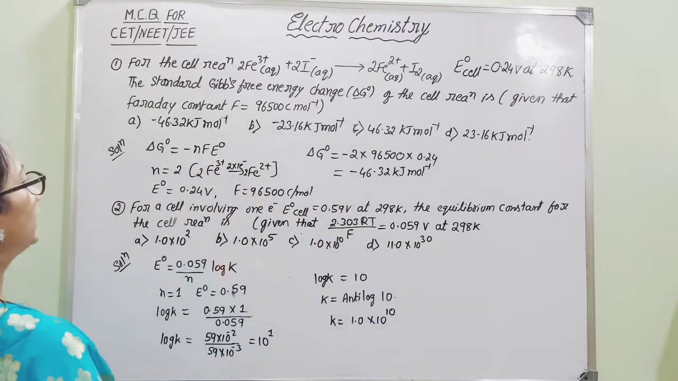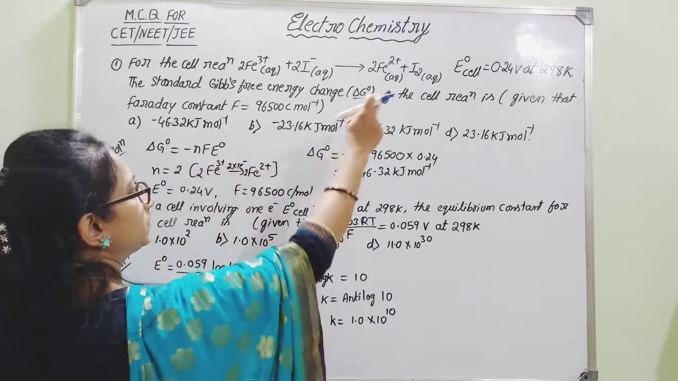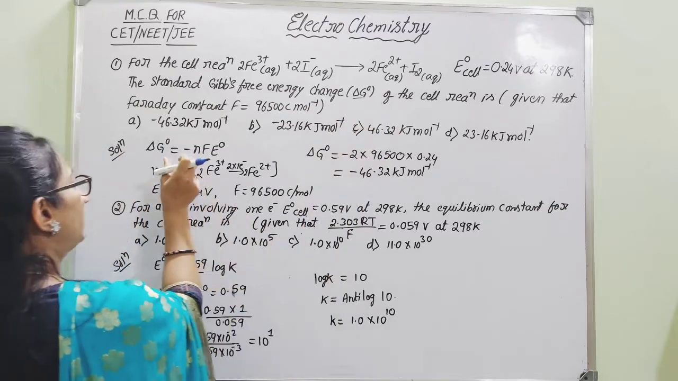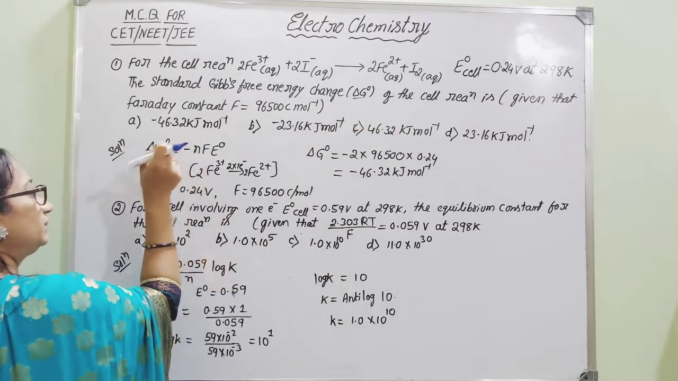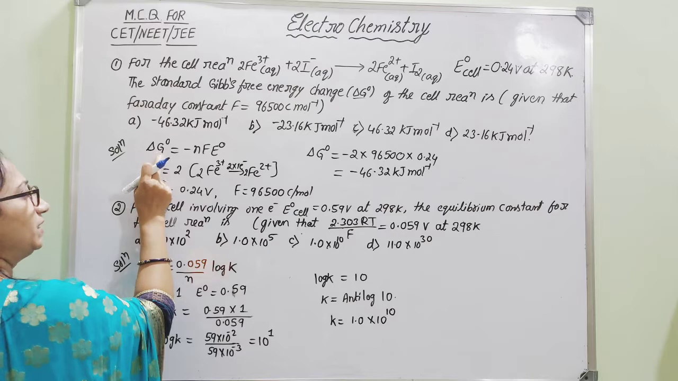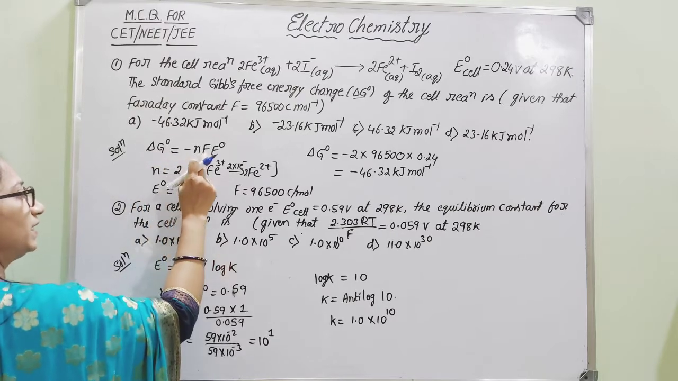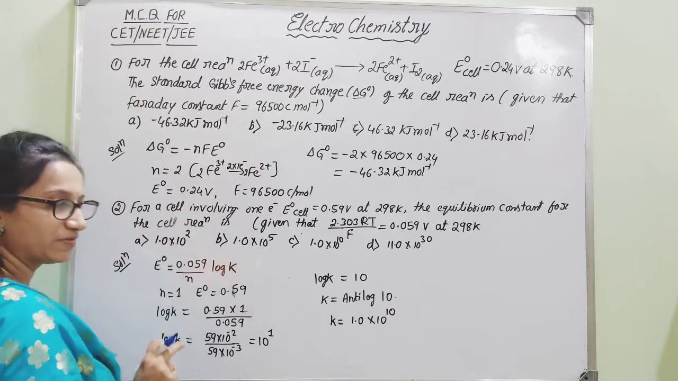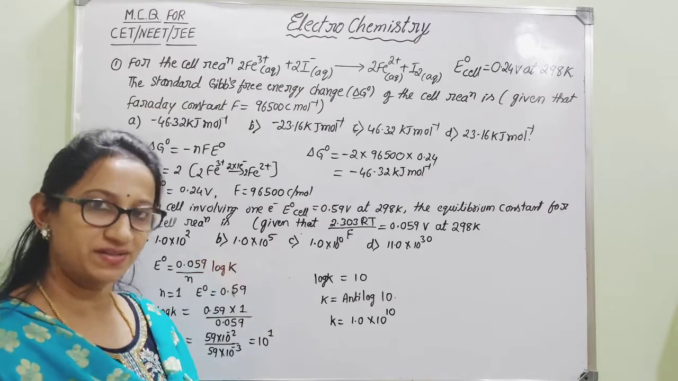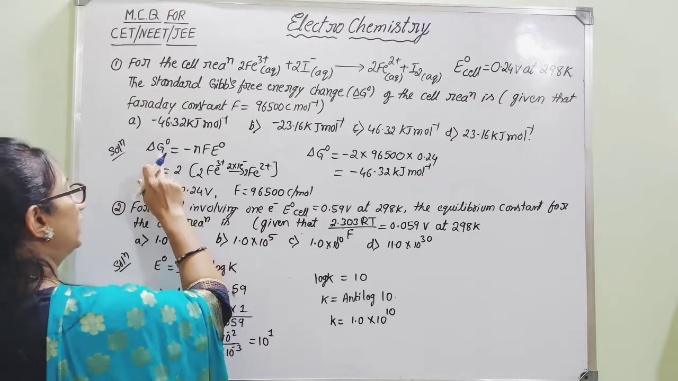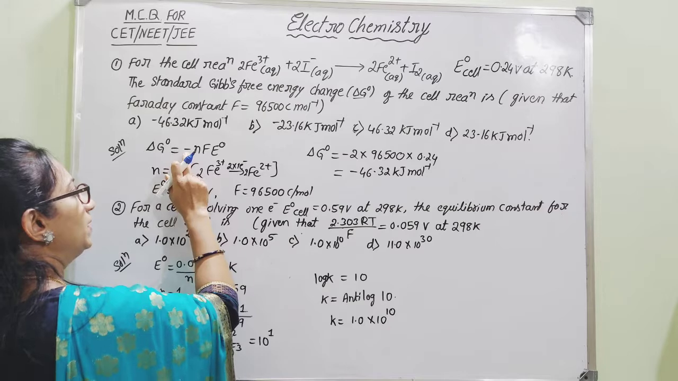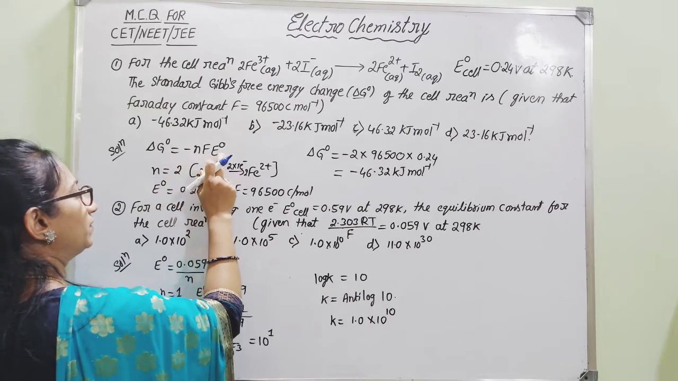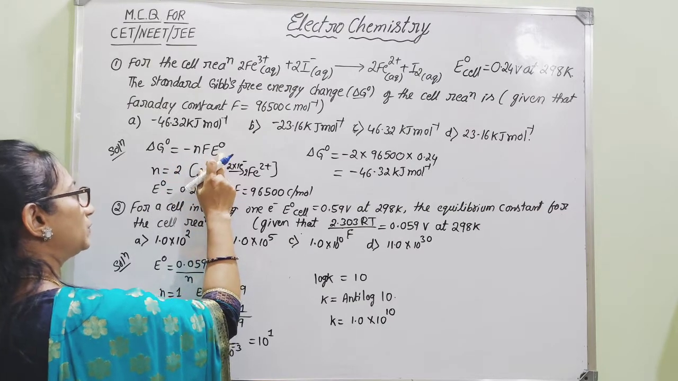How can we relate that Gibbs free energy change with the E0 cell value? It is given by this expression, delta G0 is equal to minus nF E0. You should be very familiar with this expression. It is quite easy to remember also. If delta G0 is equal to minus nF E0, we have to substitute the given values.